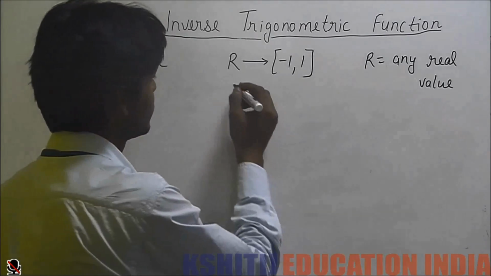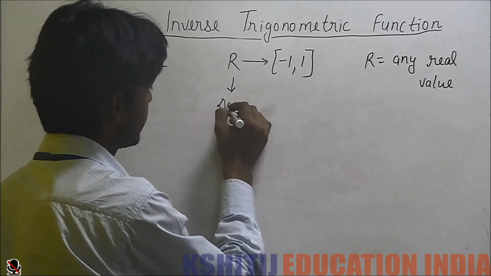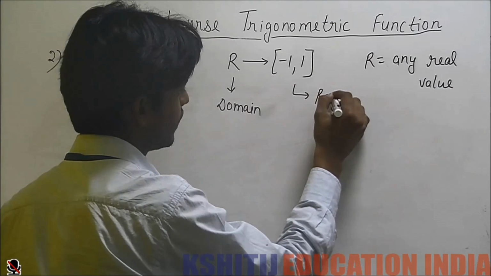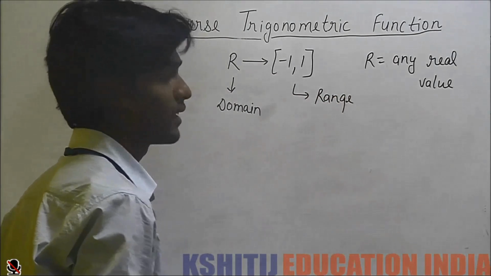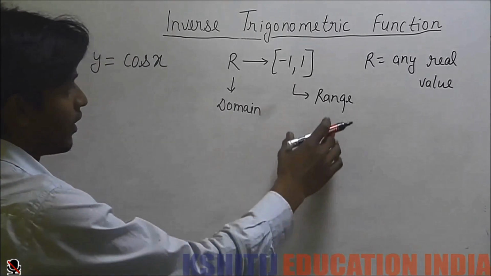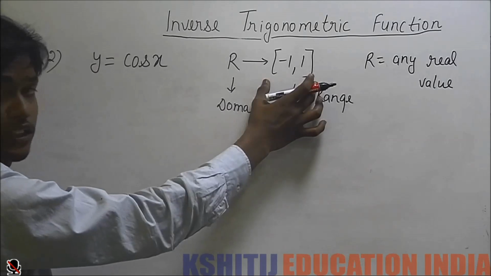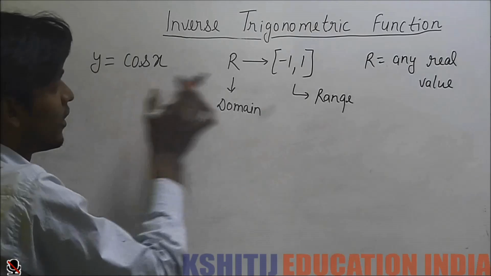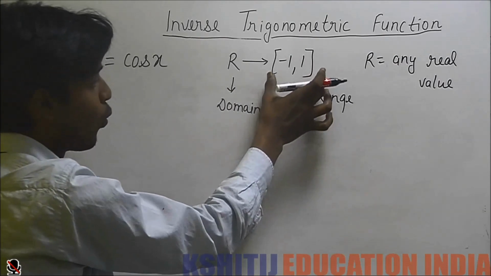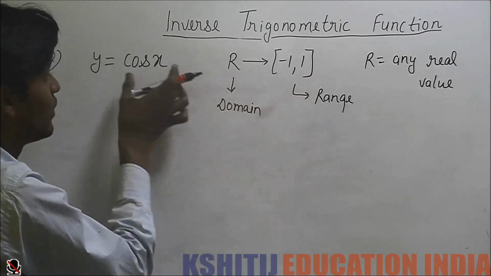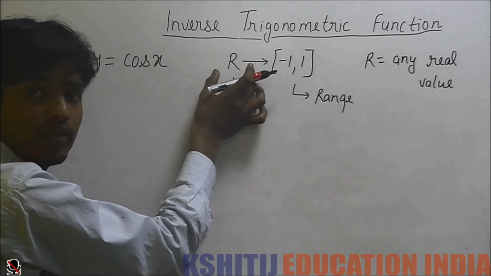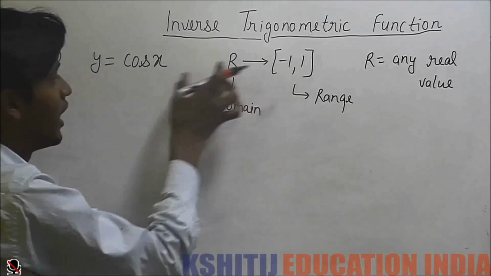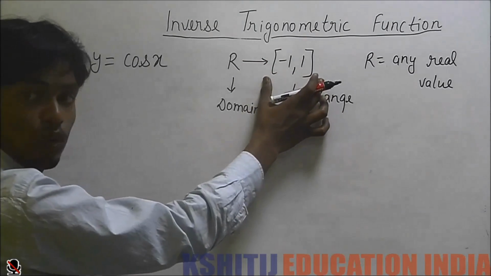It is the domain, and it is the range of the cos term. Okay, is it clear? It means that the range is the closed interval -1 to 1. It means that the possible values will be in between -1 to 1. So the range of the term cos of x, corresponding to any value of x, which is any real value R, always gives a value in between -1 to 1. Okay, is it clear?